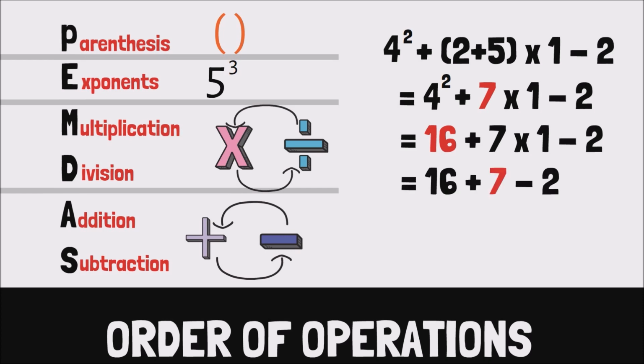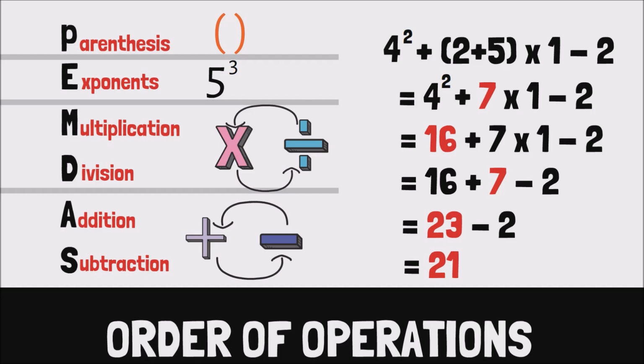Now we're left with an addition and a subtraction sign. These are on the same level, so we have to work with the addition first because that's first in the line. So we add 16 plus 7 to give 23. And then finally, subtraction can go on through. So 23 minus 2 gives 21, and that is our final answer. And that's it for order of operations.